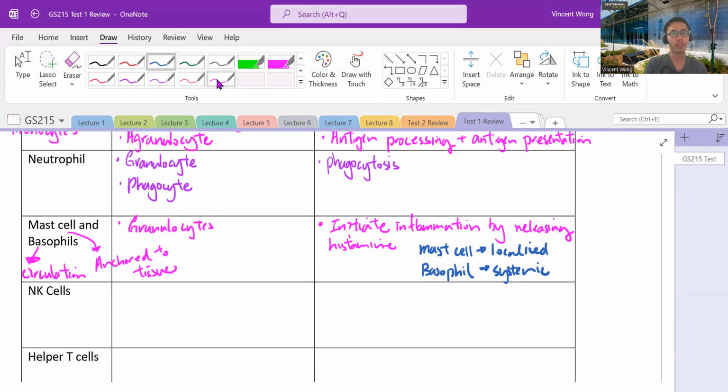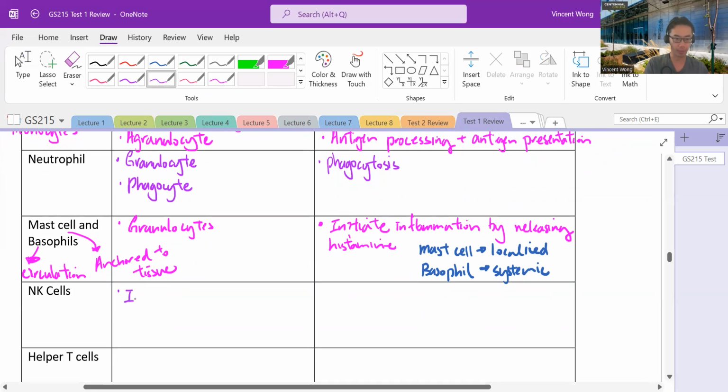Okay, next we have the NK cells, which stands for natural killer cells, and we classify them as a part of the innate immunity. And their job is to recognize infected cells and cancerous cells.